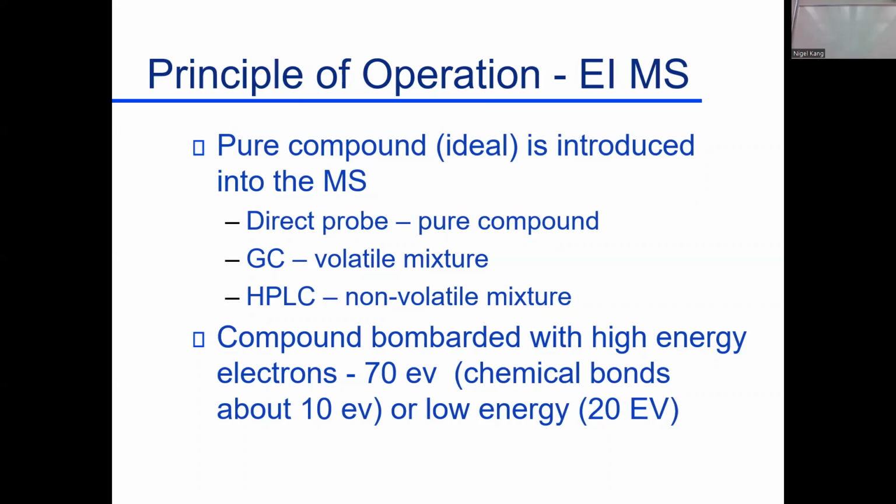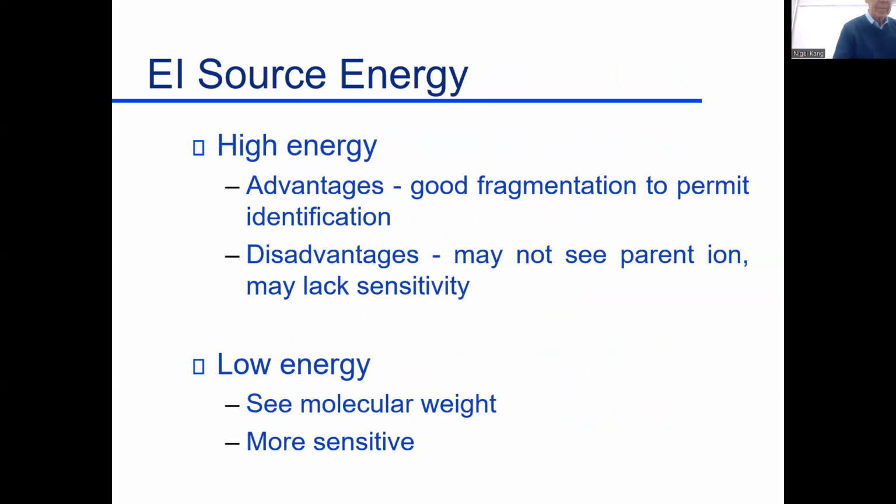There are some cases where we use a low energy, about 20 electron volts. The difference is if you have 70 electron volts, you blow this thing into bits, lots of pieces. If you hit it with 20, you might only blow one little piece off. So you often have the ability to see the intact compound, a pure compound, with little or no fragmentation. It's easier to look at the total structure than when you have lots of little pieces. So that's our electron impact.